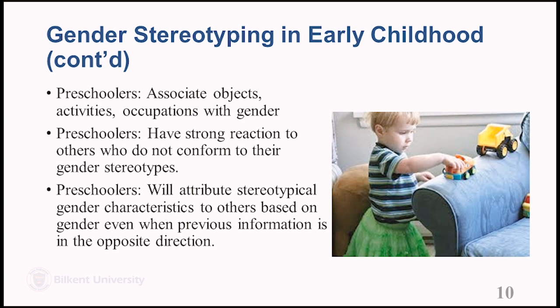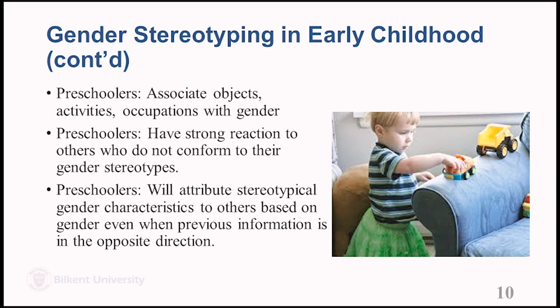Preschoolers associate objects, activities, occupations with gender. They have strong reactions to others who do not conform to their gender stereotypes. And they will attribute stereotypical gender characteristics to others based on gender, even when previous information is in the opposite direction. And so they are more resistant.